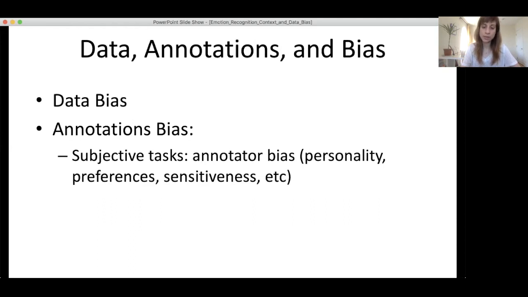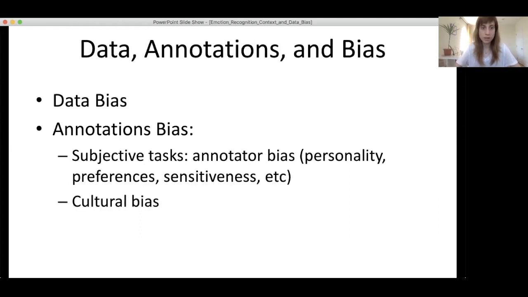So when you ask annotators to annotate the emotion that they feel when observing an image, or the emotion that they see in another person in a video, this is something subjective, and different people can perceive different things, and everything is correct. It's just what they perceive. So there's this bias created by the fact that the tasks are subjective, that is the annotator bias. And this bias is produced by the personality, the preferences, the sensitiveness of the person. Each person is different, each person perceives differently.